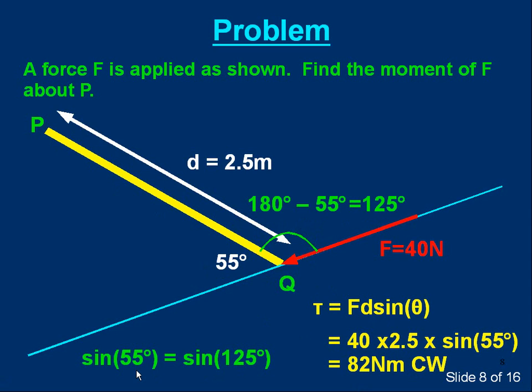If you don't already know, let me tell you, sine 55 is the same as sine 125. The sine of an angle is the same as the sine of 180 minus that angle. In fact, if we did the calculation using sine 125, it would give exactly the same answer. So we could use either the big angle, the obtuse angle, or the smaller angle, the acute angle. It makes no difference to the calculation.